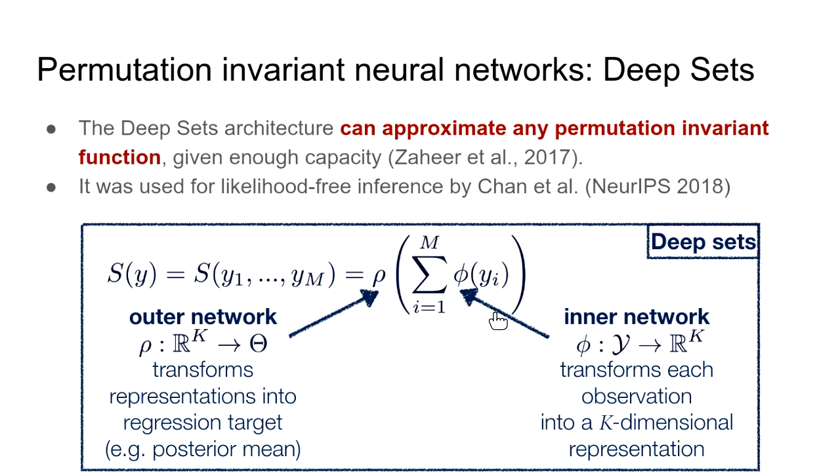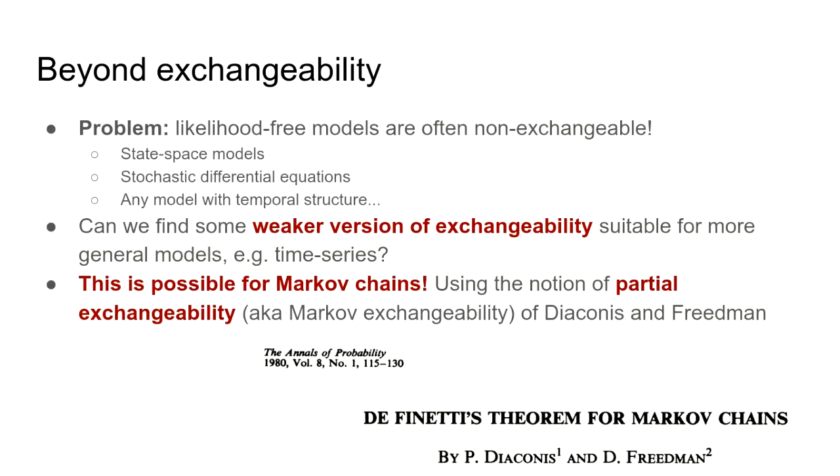All right, so this is very nice. There is one issue, though, which is that often when we have likelihood-free models, those are very complex models, and they might very well not be exchangeable. Exchangeable models are usually quite simple, although there are of course a lot of exceptions. There are a lot of likelihood-free models that are non-exchangeable, for example any models with temporal structures, like state space models or SDEs. So the question we're going to ask now is, can we find some kind of weaker version of exchangeability that's suitable for those more general models, like time series?